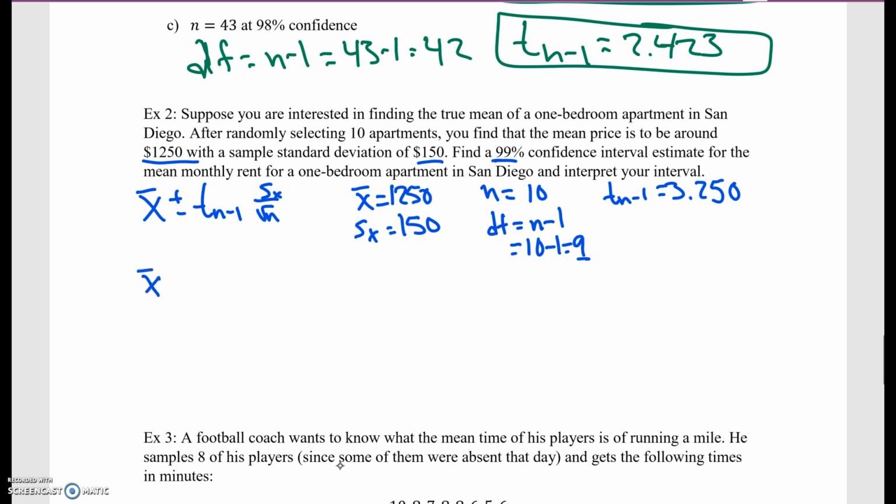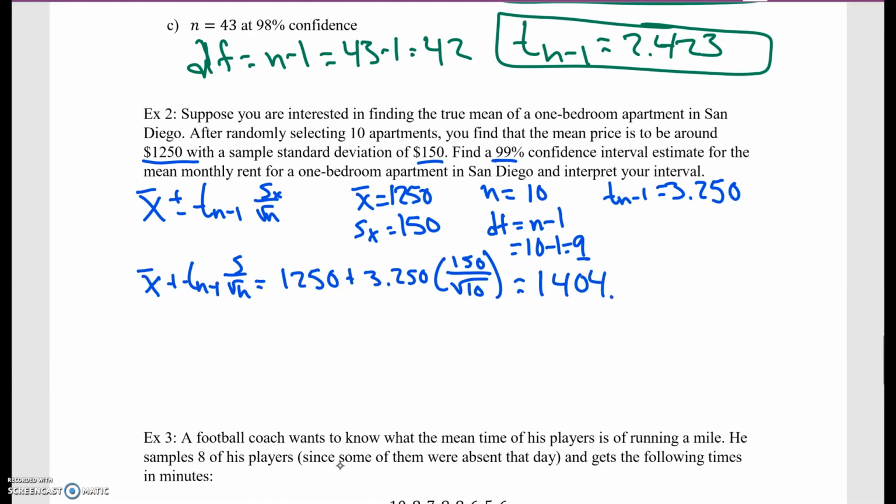So first, let's do x bar plus t sub n minus 1 times s over square root of n. So we have 1250 plus 3.250 times s, which in this case is 150, divided by square root of n, which is square root of 10. Okay, so let's put this in our calculator. What I ended up getting was about 1404.16.